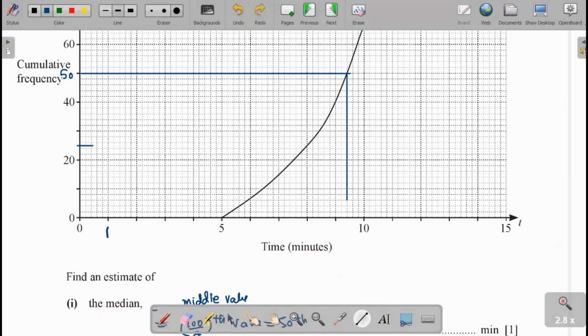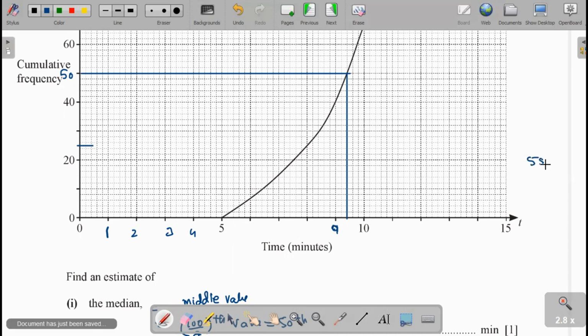Now I join this curve to the time axis. You see here that the value is 1, 2, 3, 4, 5, 6, 7, 8, 9. This is the 9, and that's the 5 units. You see here that is 9, and the 5 small squares equal 1 unit.